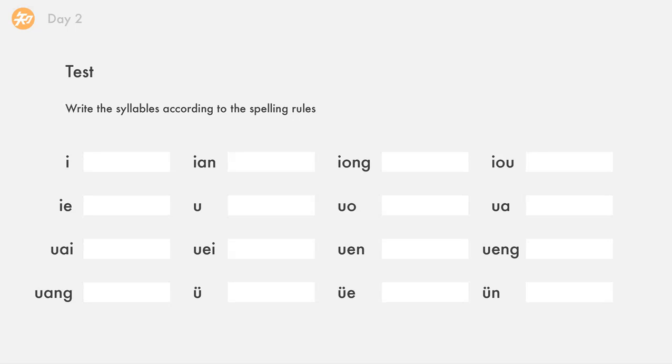Okay, that's the rules we need to learn in this lesson. To help you understand better, now I need you to take a test right away. Please write the syllables according to the spelling rules. You should pause the video for about 2 minutes, and when you finish the test, continue playing this lesson. No cheating, I will be giving the answers shortly. Now, pause the video.